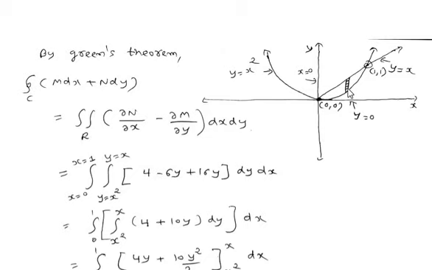And if this strip touches the bottom curve, you can see it touches this curve at this point, right? And this line at this point. So your limit of y, that is the inner limit of the integration, will vary from y equals x square to y equals x. Hence we have written integration from y equals x square to y equals x, right?